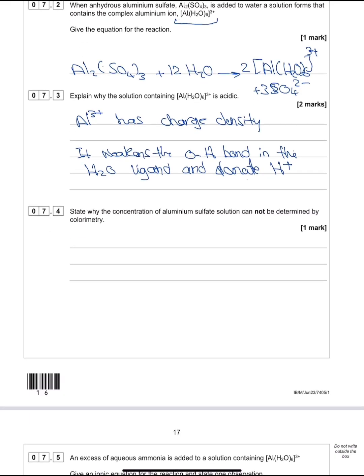State why the concentration of aluminum sulfate solution cannot be determined by colorimetry. Colorimetry can only be used for colored solutions. Aluminum is not one of the transition metals, so its complexes are not colored. Aluminum aqua ion is not colored, and aluminum sulfate solution is not colored. It's colorless, so we cannot use colorimetry. So because it is colorless.